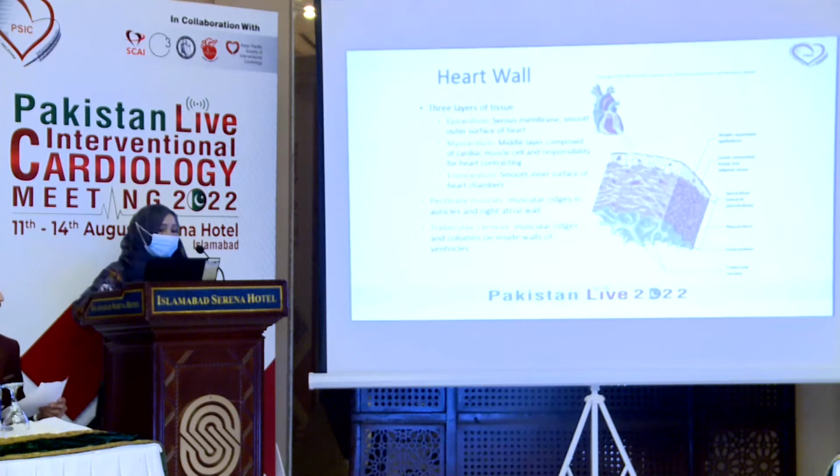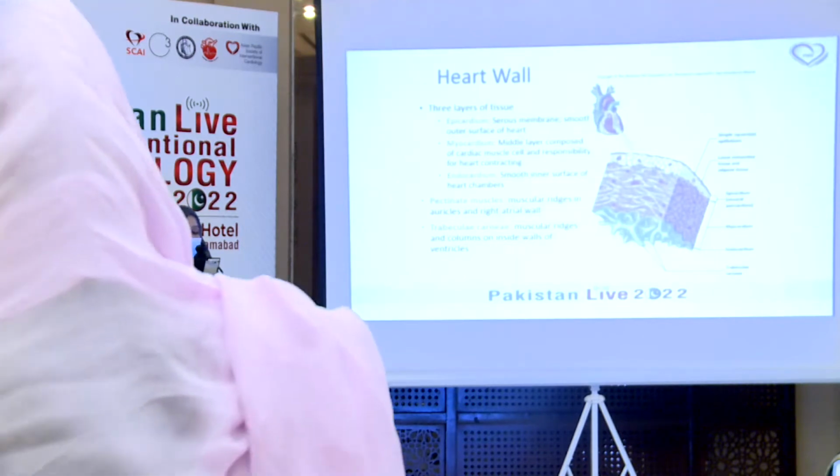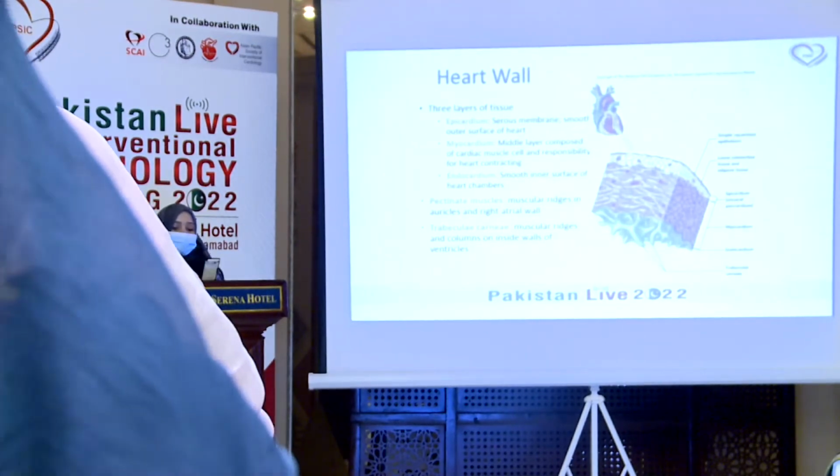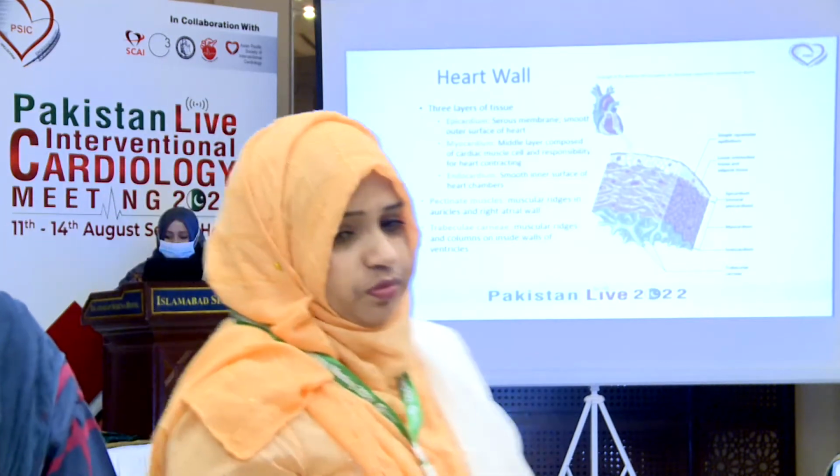Next, the heart wall, which has three layers of tissue. The epicardium is a serous membrane, the smooth outer surface of the heart. The myocardium is the middle layer, composed of cardiac muscle cells and responsible for the heart contracting. It forms the contractile unit of the heart, the pacemaker and the conductive system. The endocardium is the smooth inner surface of the heart chambers, allowing smooth flow of blood through the heart.